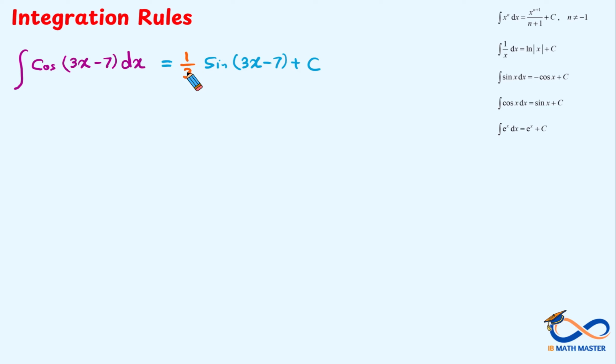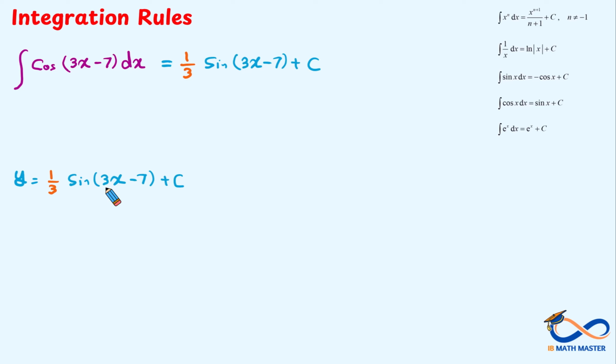And now, to check if our answer is correct or not, as we know, we differentiate our answer back and we have to get the same expression here. So now we will differentiate our function here, 1 over 3 sine 3x minus 7, as we learned in the video that appears on the top right of the screen about the chain rule.